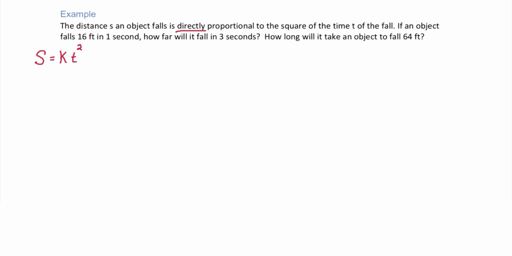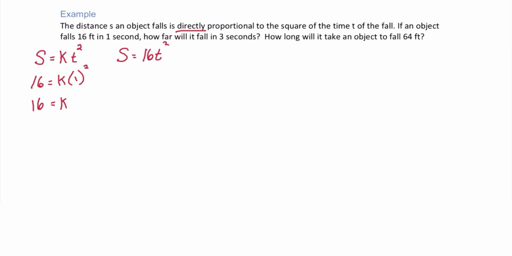Next, we're going to plug in some given information to find k. We're told that an object falls 16 feet in 1 second. So the distance is 16. K, we don't know, that's what we're looking for. Time is 1 second. 1 squared is just 1, so we get that k is equal to 16. Now we'll plug that back into the original equation. S is equal to 16 t squared.